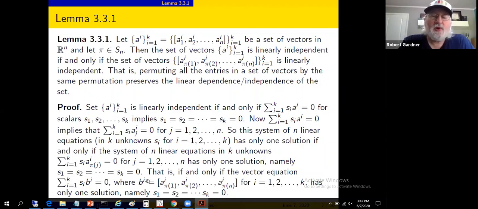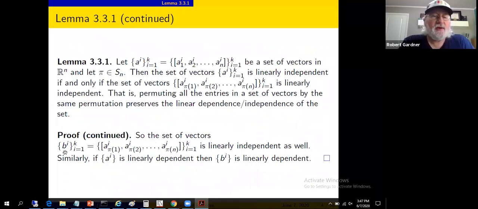So let B super i be the A super i vector with its components permuted around according to pi. Then I can say we've got linear independence with the A super i's if and only if we've got linear independence of the B super i's. And that's really what we were asked to show. So the set of vectors of the B super i's given by the permuted A's is linearly independent as well. So linear independence of these implies linear independence of these. If and only if, okay, that would be dealing with linear dependence.